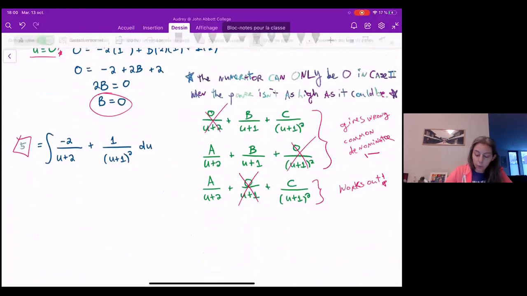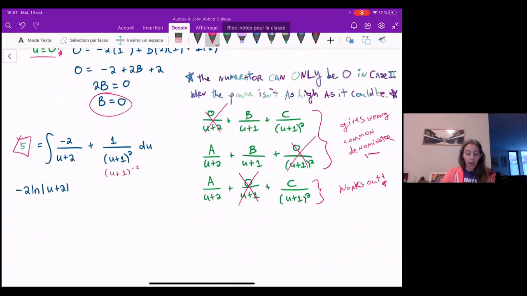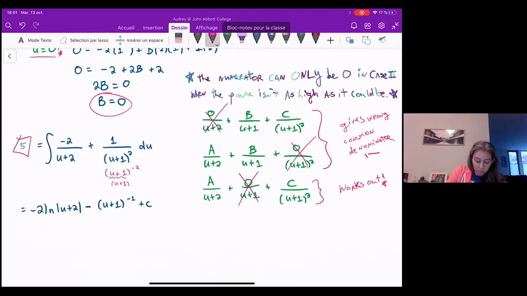Good. Now this first one is just a known form, so this gives me -2 ln of u plus 2. And this second one, remember, we've said we can think of this as u plus 1 to the -2. In the case where the power on the denominator is not just 1, we've got to be really careful. It does not give us a natural log. We're just applying a power rule, so we get minus u plus 1 to the -1, plus c. Now I don't have to worry about substitution. The derivative of the inside is just 1, so we can just divide by that constant, but because it's 1, it changes nothing.